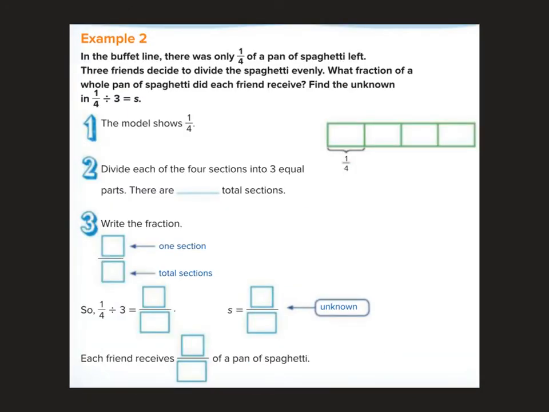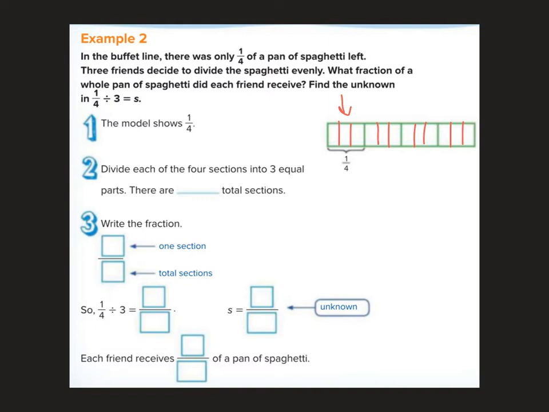In the buffet line, there was only 1/4 of a pan of spaghetti left. Here's my 1/4. 3 friends decide to divide the spaghetti evenly. What fraction of a whole pan of spaghetti did each friend receive? Okay, so if I'm going to divide this 1/4 into 3 parts, I need to divide the whole spaghetti pan into 3 parts. So each piece.